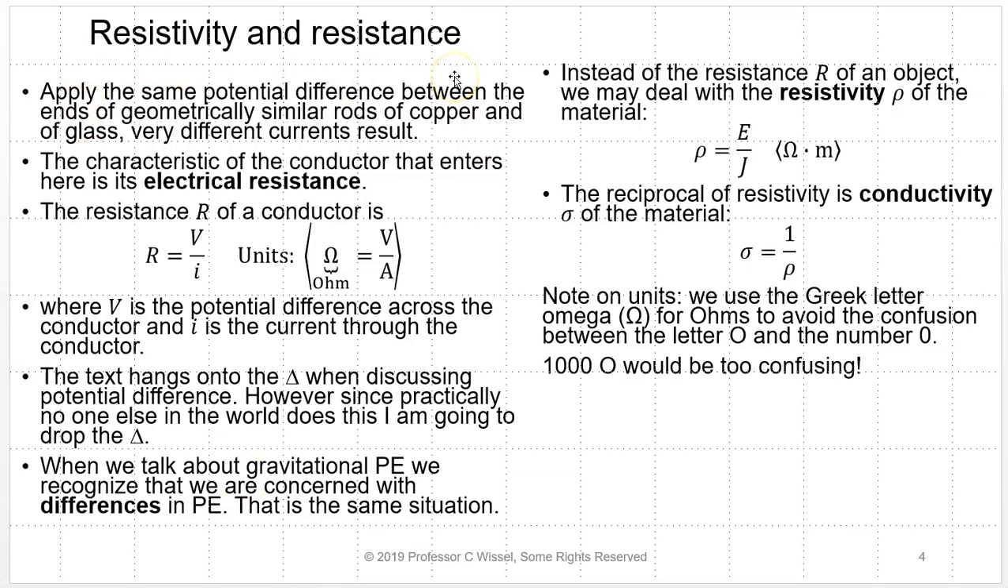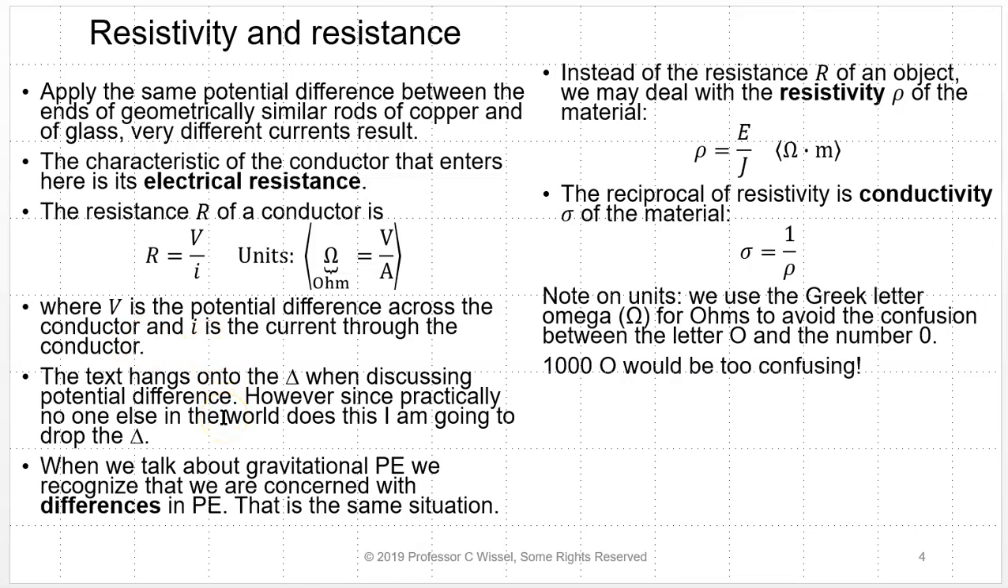Okay, resistance and resistivity. If you apply the same potential difference between the ends of geometrically similar rods of copper and glass, you get very different currents. The characteristic of this conductor that enters here is the electrical resistance. The resistance R of a conductor is R equals V over I, where R is the resistance, V is the voltage, and I is the current. The unit is the new unit ohm, the unit of resistance, and that equals volts divided by amps. V is the potential difference across the conductor, I is the current through the conductor.